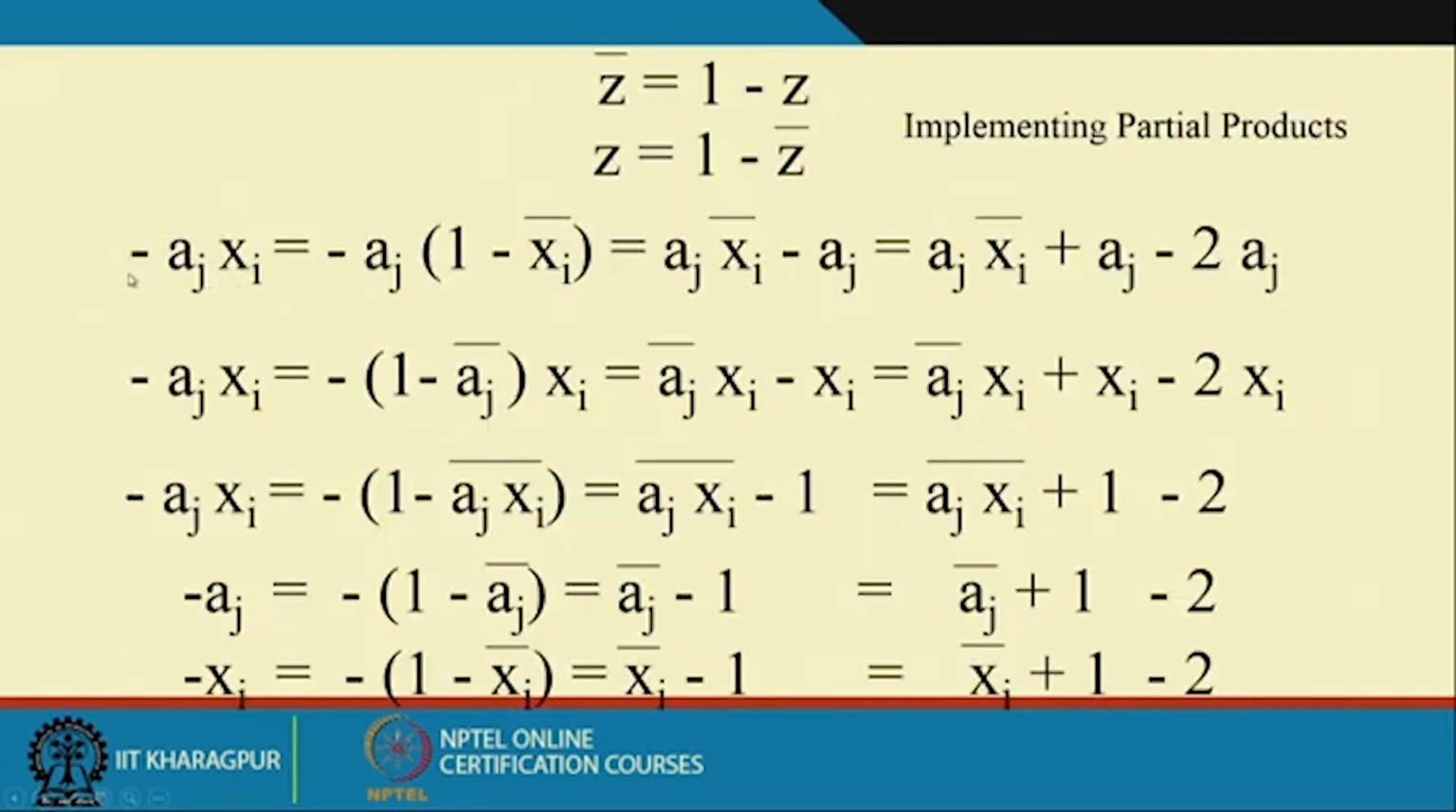if I find minus aj xi, that can be written as aj times xi written as 1 minus xi bar. So then it will be plus aj xi bar minus aj. Then again, minus aj can be written as aj xi bar plus aj minus 2 aj. So, this minus aj xi can be represented as this one.